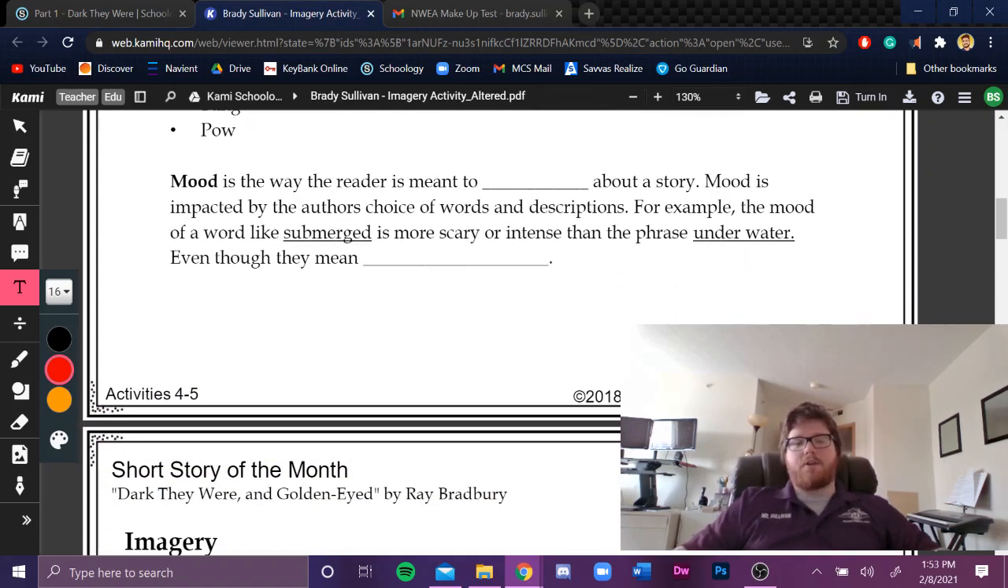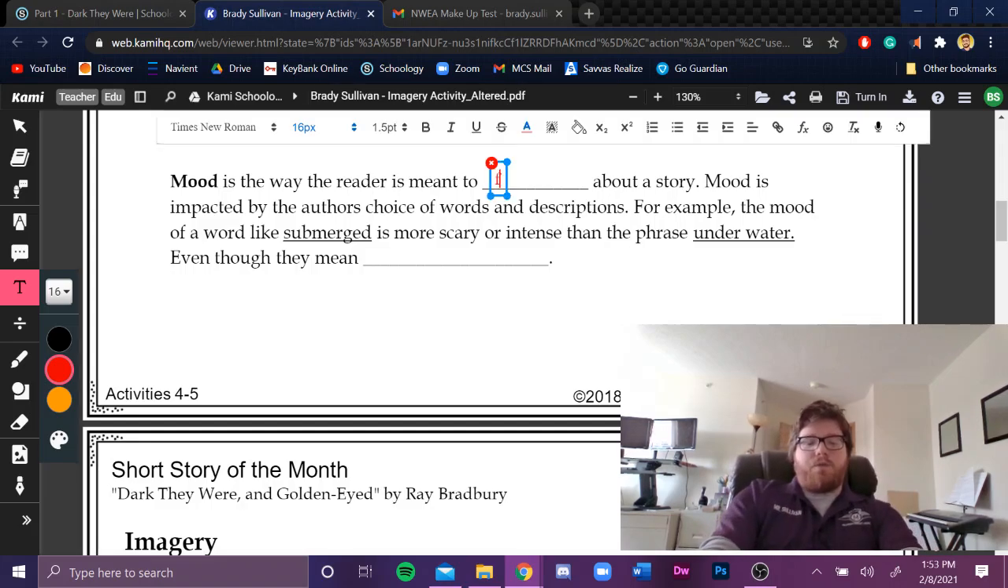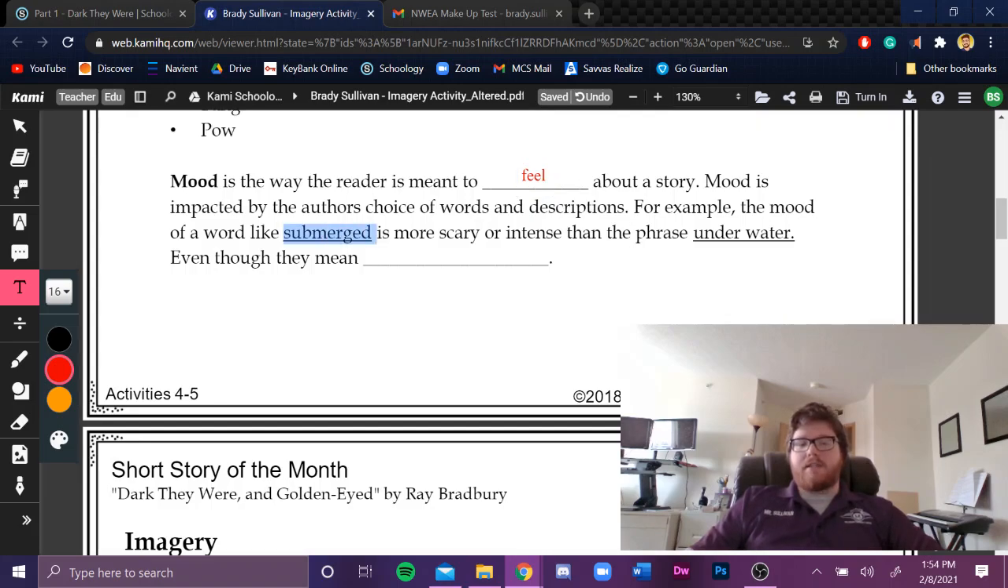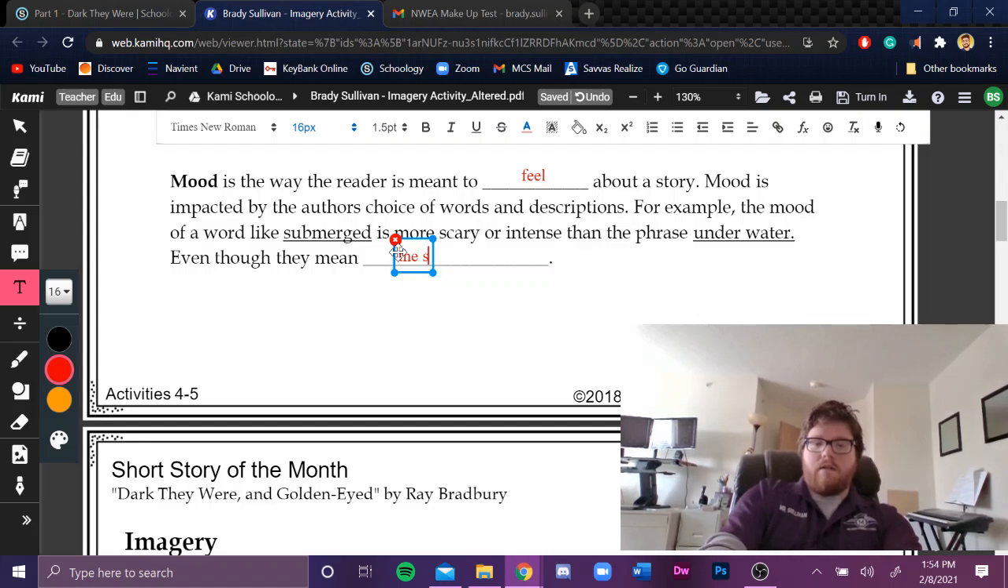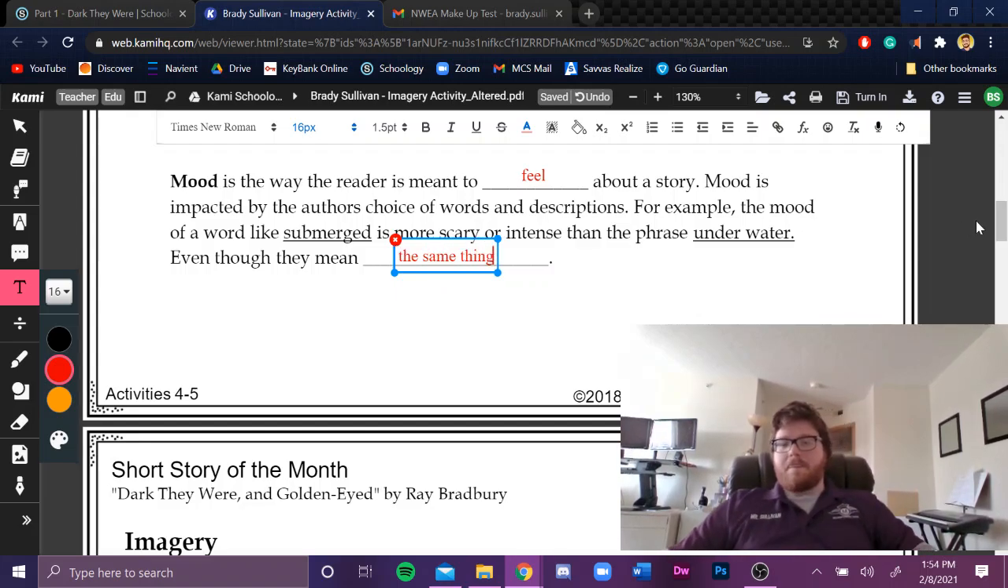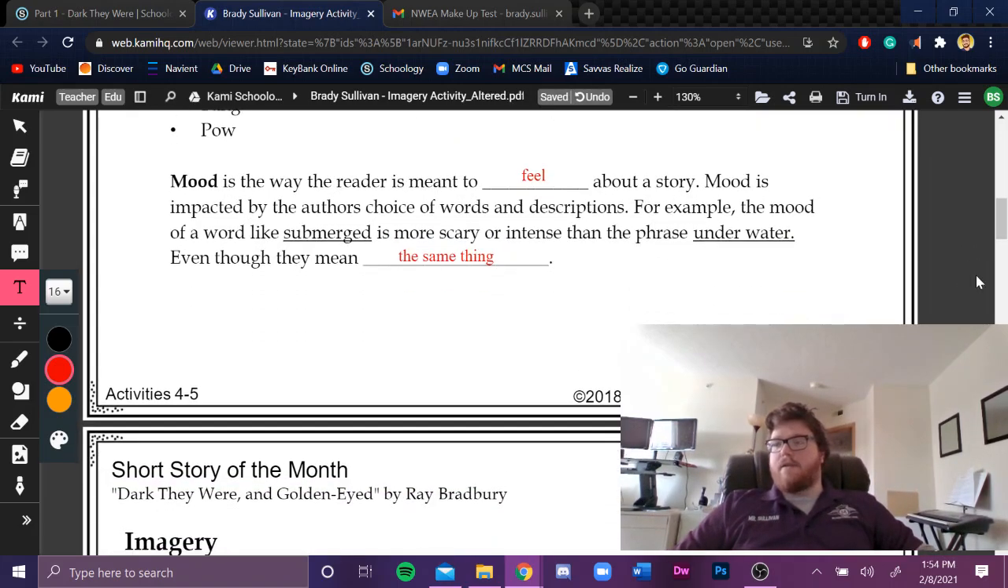Next, we have the term mood. Mood is the way the reader is meant to feel about a story. Okay, mood is impacted by the choice of words and their description. If an author uses the word submerged, it's going to be a little more intense than if they were to just say underwater, even though they mean the same thing. Okay, make sure you have that copied down, and I'm going to read the story to us.